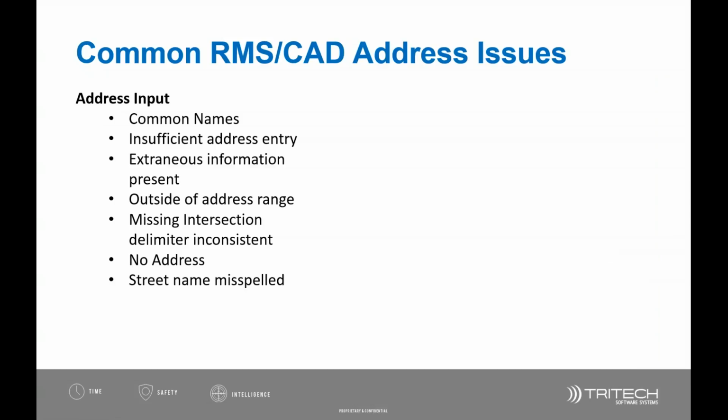So those are the 3 most common issues that we see in terms of your GIS data. We'll talk a little bit more about the issues or problems you'll find with your CAD or RMS data as well. So address input is going to be incredibly important. A lot of times in those address fields, we'll see things like common names, insufficient address entry, or extraneous information present, etc. You can see some of the other issues here.